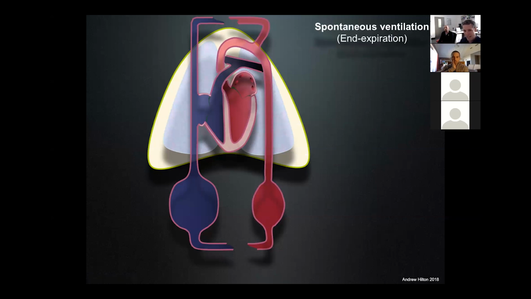Okay, so let's start with spontaneous ventilation, and we are at end expiration. I have my mean systemic filling pressure, or pressure in the IVC. Some people don't believe in mean systemic filling pressure; call it whatever you like. We have a pressure in the abdominal venous system, pressures in the right atrium, and pressures in the right ventricle. That leads up into the pulmonary hemodynamics, which returns blood through the pulmonary venous circulation into the left atrium, into the left ventricle.